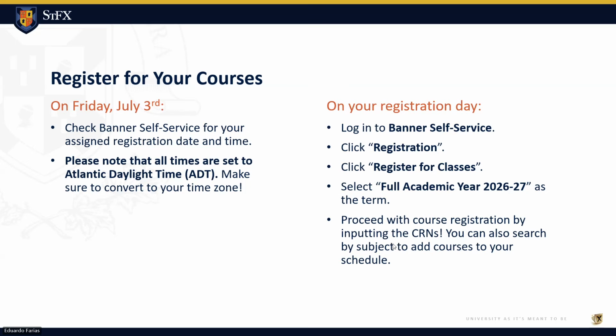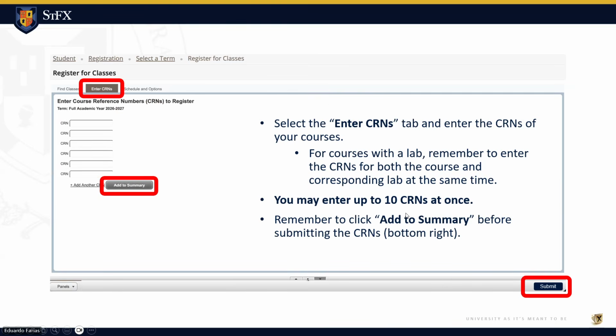This is what the page is going to look like when you're registering for your courses. It does mention that you can enter up to 10 CRNs at once, but we would suggest you start with courses that have labs, enter the course and the lab at the same time. Those two pieces together are worth the 3 credits. You don't get extra credit for the labs, but you have to take the labs, because it's part of the course. So just remember to enter both CRNs and then press submit.